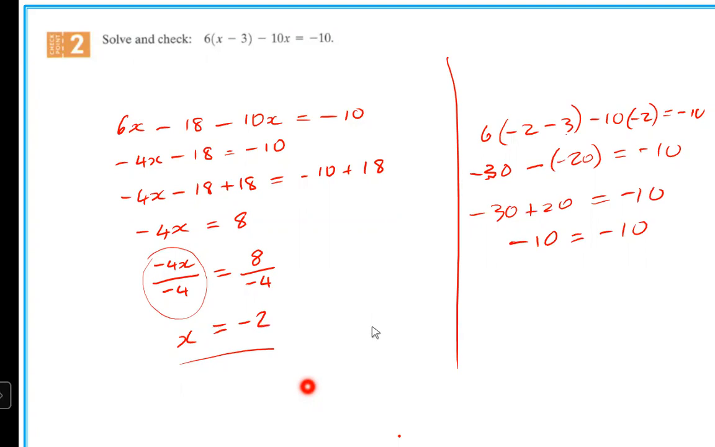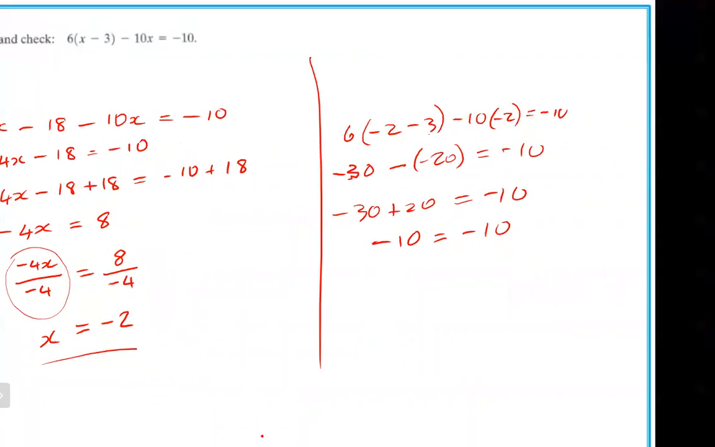Now, of course, when you have a test or exam, you may not have as much time to go and do a full check, but it's always good to do a rough check to see if your answer makes sense. Okay, so that's your second checkpoint there.